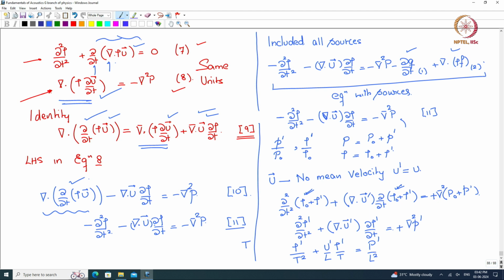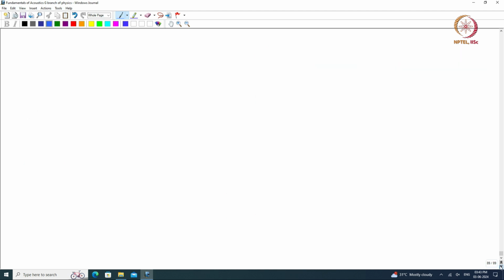So now what do we have? We multiply by t square. If we do that, what do we get? We get rho dash plus u dash rho dash by c is equal to p dash by c square.